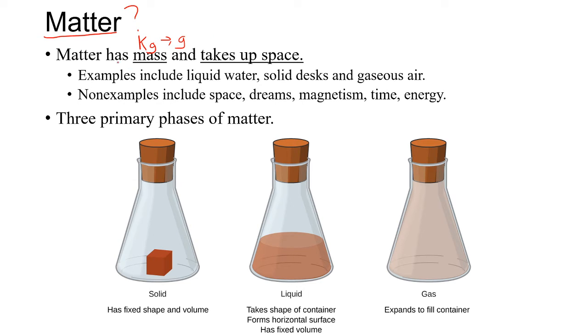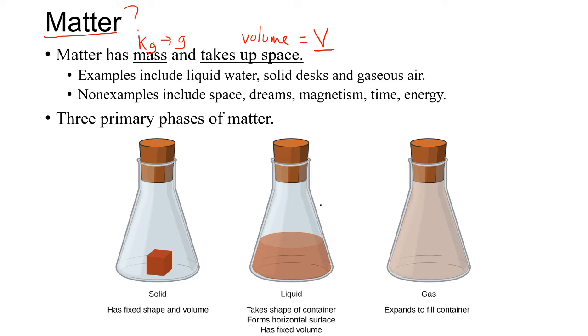The other piece that matter has to have, it has to take up space. The term we use to describe something taking up space is that it has to possess volume. Now, volume is the definition term for that. Typically, if we do it in some sort of formula, you'll see volume represented by a capital V. Capital V for volume.